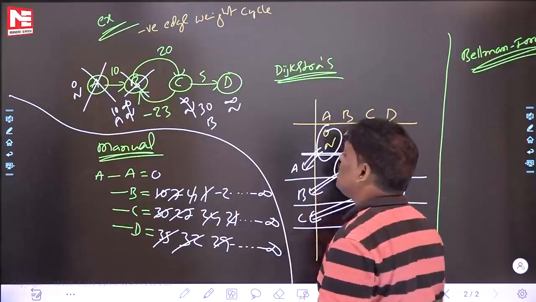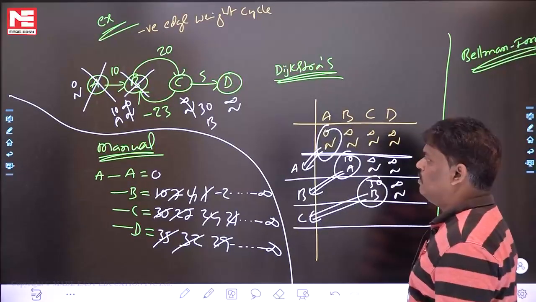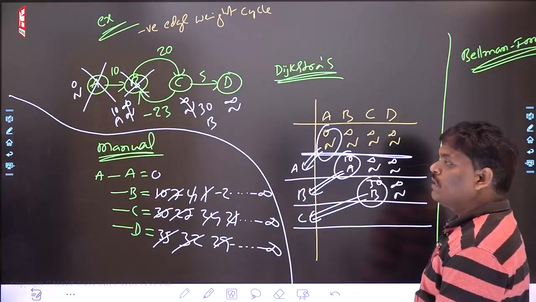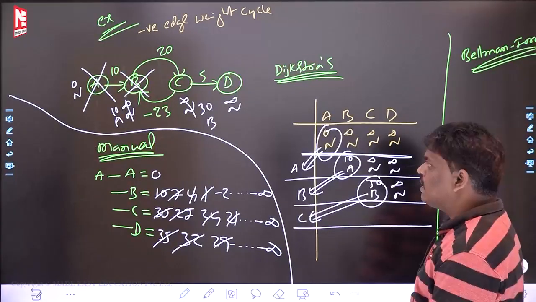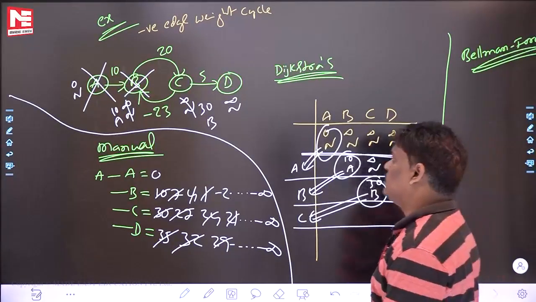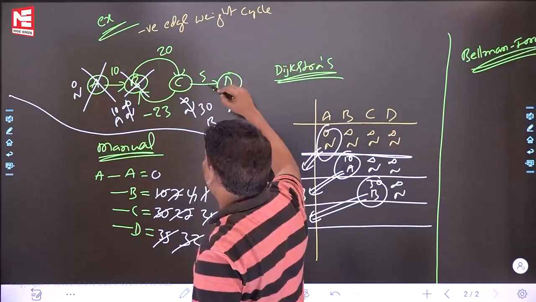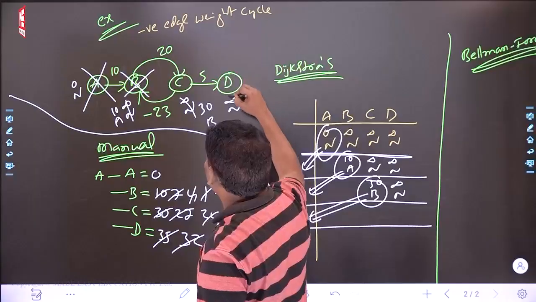C deleted. Who is C adjacent according to Dijkstra's? What is the answer? B and D. C adjacent is B and D, but B is already over. Only D according to Dijkstra's. Go and verify. So what is the answer? C adjacent according to Dijkstra's, D only. What is the C value? 30. 30 plus 5, 35.